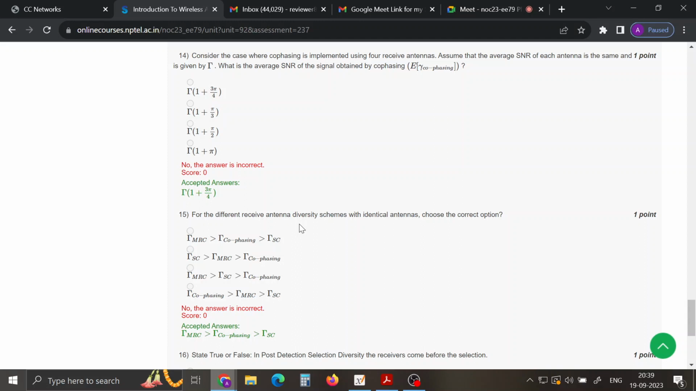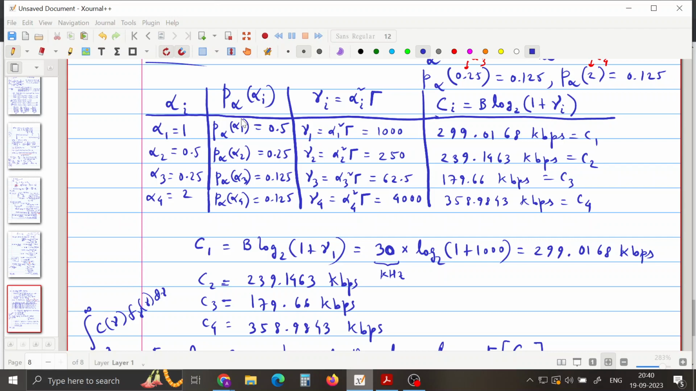No, sir, but if we take m equals 2, then MRC has the highest value, 2 gamma. For co-phasing it comes out to be 0.78 gamma. No, sir, it is 1 plus (m minus 1) into pi by 4. Yes, exactly. m minus 1 is 1, so it is 1 plus pi by 4, which is 1.78 gamma.